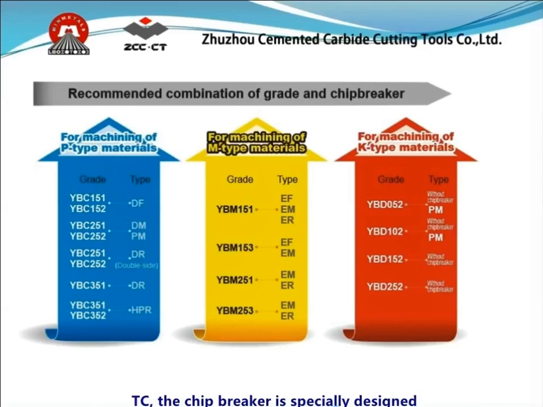TC, the chip breaker, is specially designed for K or P material machining. LC and LH are also specially developed for aluminum material applications. Now, based on different materials.